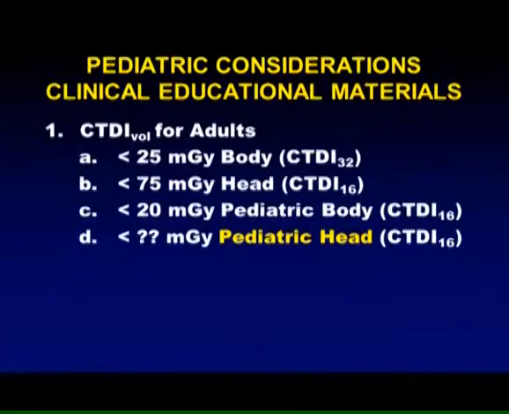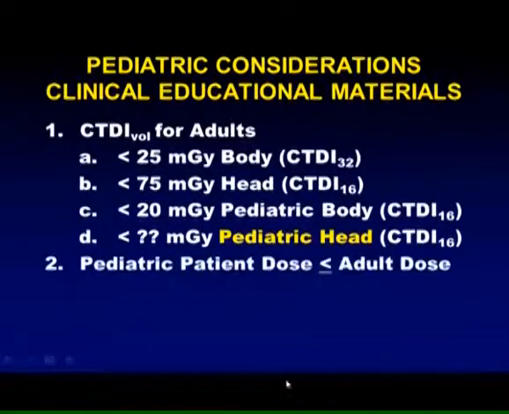The ACR has standards that they've published. You're familiar with them, I'm sure. They're less than 25 milligray for the body, less than 75 milligray for the adult head. The pediatric body is less than 20 milligray. That value is going to change in the not-too-distant future. And in the not-too-distant future, we're going to have a reference value for the pediatric head. I'll let that go until the next lecture for that to be revealed. I'll give you a reason to stick around.